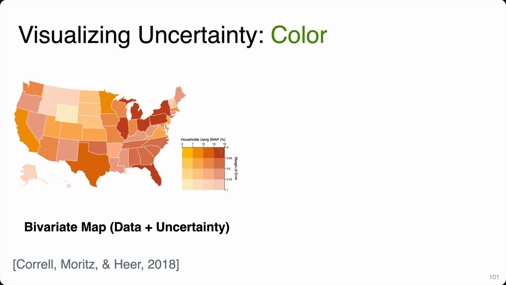And what it has simply done is it's mapping uncertainty here with the saturation of the color, where the lighter the color is, the more uncertain it is. Okay, and that is fine. You can do that. That's just kind of a one-to-one mapping where you have households using SNAP, and then you have margin of error.